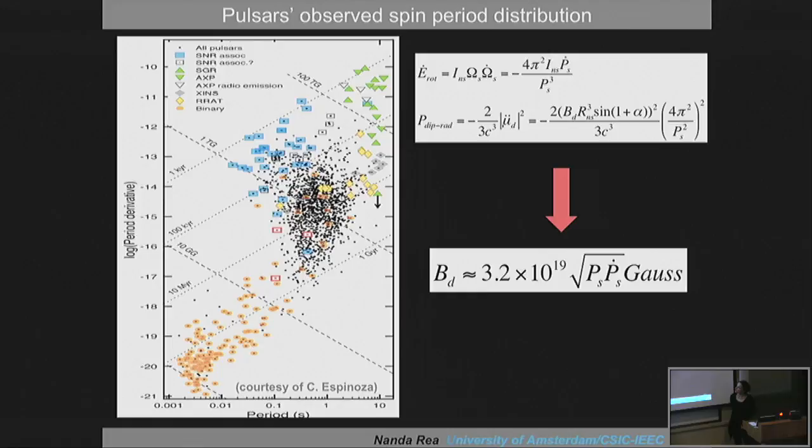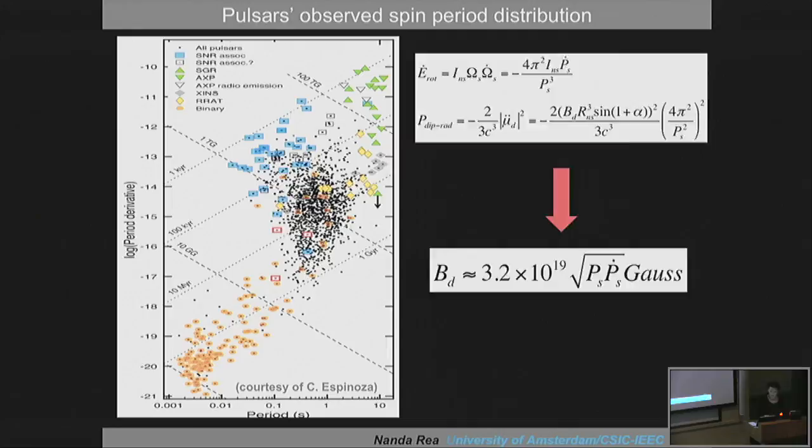Now, this is just how we estimate the magnetic field of those objects. If you have a rotating body, you have rotational energy, and a magnetic dipole, so the Larmor formula gives you the magnetic power. If you think that those are the two energies that balance, you can estimate the magnetic field, a very rough estimate, from your spin period and the first derivative that you measure from observations.